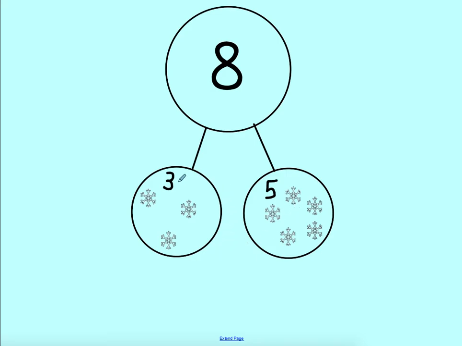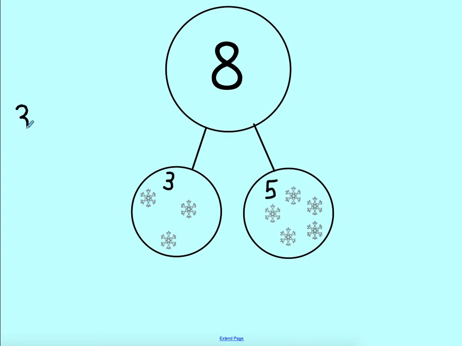So addition is part plus part equals whole. Say it with me. Part plus part equals whole. One more time. Part plus part equals whole. So what would the addition sentence be to put these parts together?